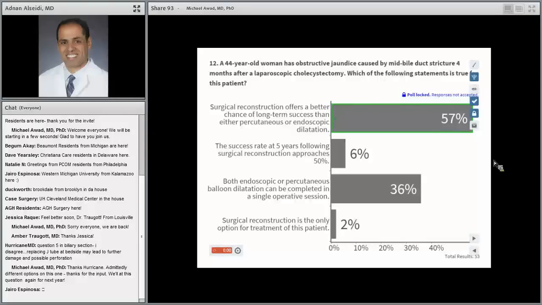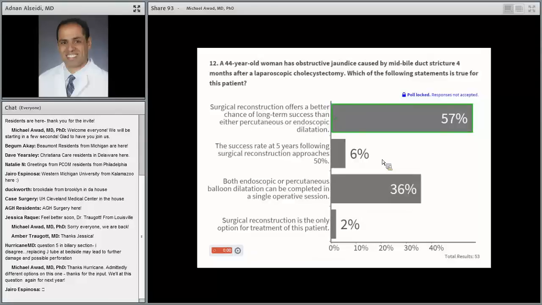So the answer is A, that surgical reconstruction is the best option. The third answer, both endoscopic and percutaneous can be done in a single session. In general, we don't recommend that. When patients have jaundice, the first session is usually just to put a stent in and relieve the jaundice, and then the second session is to do the dilatation. The reason is that when you go in the first time and relieve obstruction, a significant number of these patients will have a profound SIRS response, and you don't want to manipulate them even further.